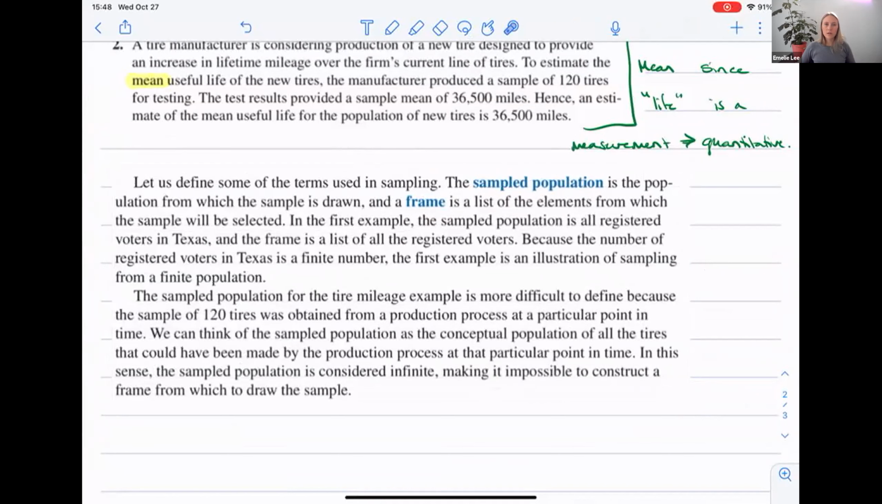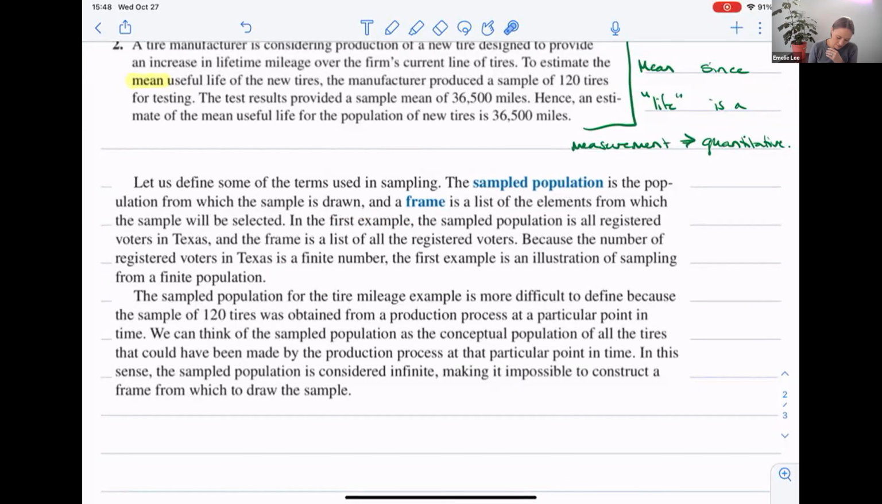So some of the terms that we are going to be using are things like, of course, the sampled population. Now, that's exactly what it sounds like. It's the population that we drew the sample from. The frame is the list of elements that we pulled our sample from.